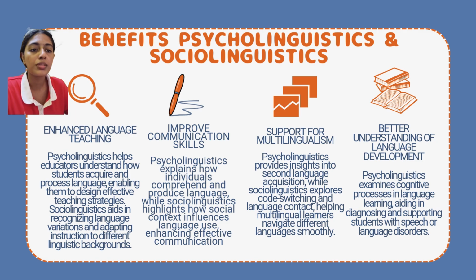The second benefit will be improved communication skills. Psycholinguistics explains how individuals comprehend and produce language, while sociolinguistics highlights how social context influences language use and enhances effective communication. The third benefit will be support for multilingualism. Psycholinguistics provides insight into second language acquisition, while sociolinguistics explores code switching and language contact, helping multilingual learners navigate different languages smoothly.